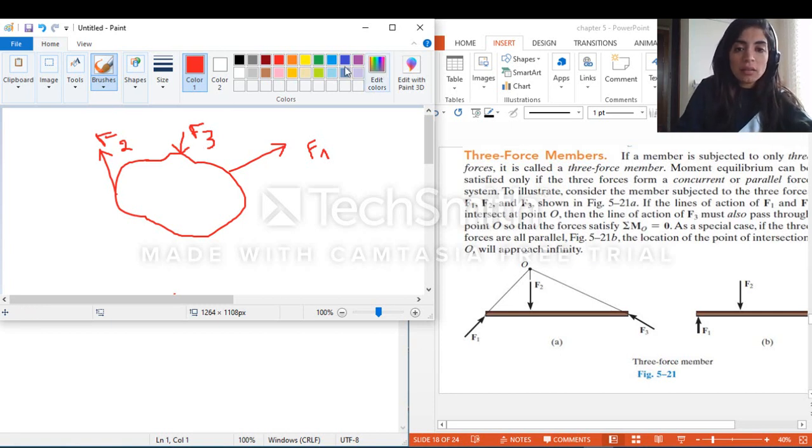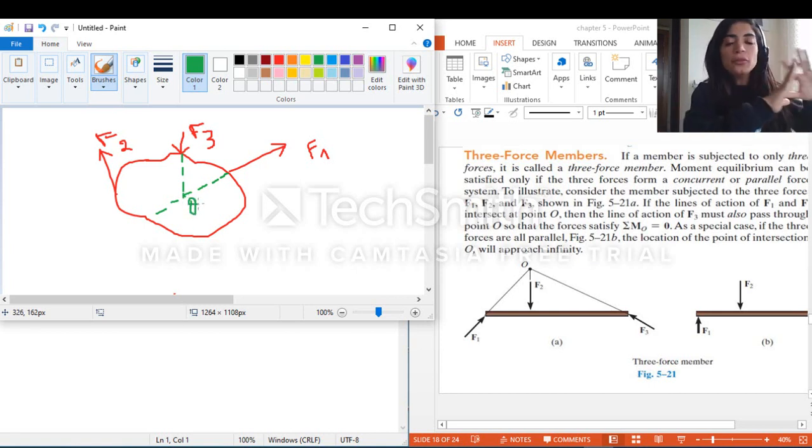So let's take these two lines here. So F1 and F3 are concurrent on this point right here. And assume that this is point O. I know, of course, guys, that the first condition of equilibrium is that F1 plus F2 plus F3 is equal to 0 in vector form, or sum of Fx is equal to 0, sum of Fy is equal to 0.